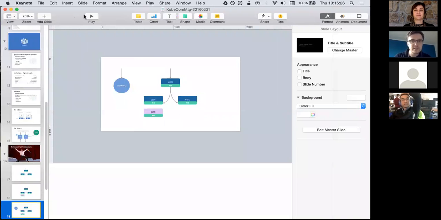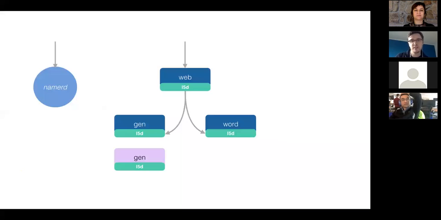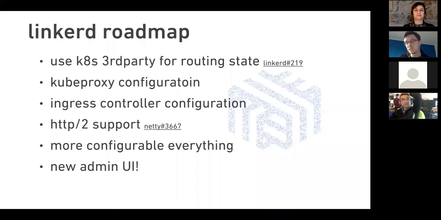Finally, just a little plug. These are both very new projects, and we're looking for help wherever we can get it. We're really excited about the third-party API, so we're going to store those DTab states that we were showing you here in the third-party API. We're looking to set up kube proxy configurations or ingress controller configurations. And there's a bunch of active work with gRPC people to add HTTP2 support into Netty, which we're built on. So that's all coming pretty soon.